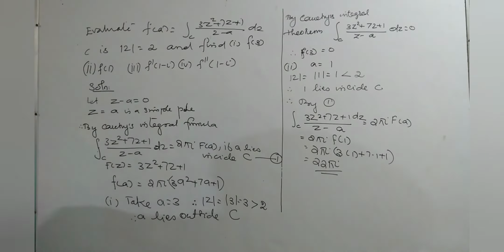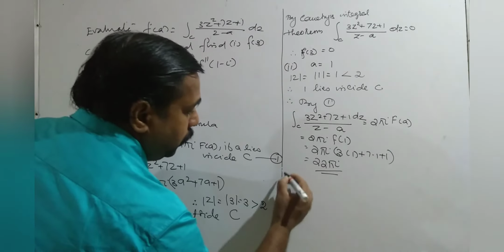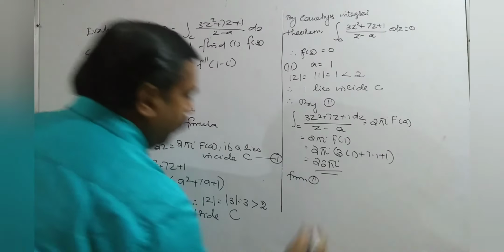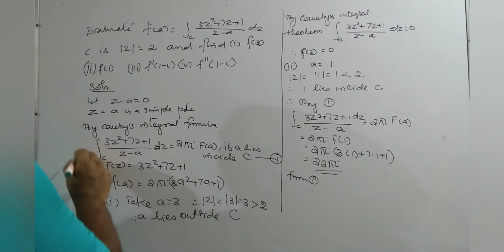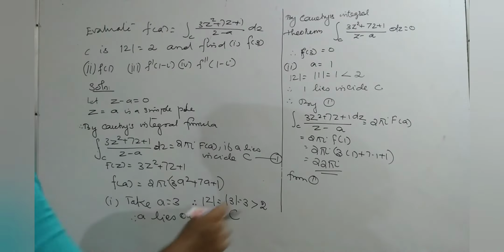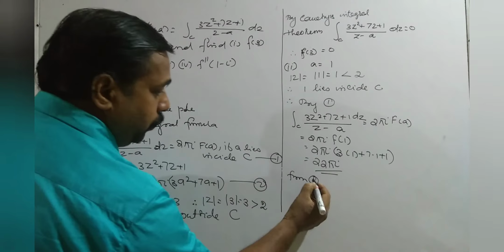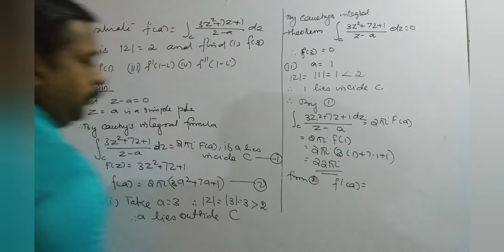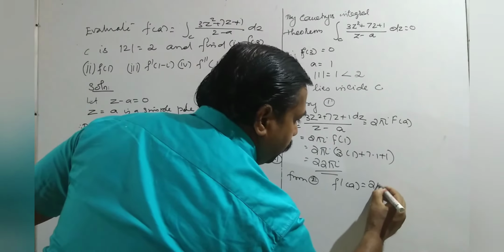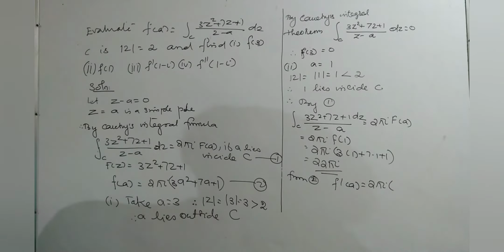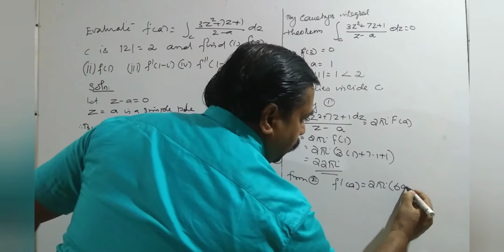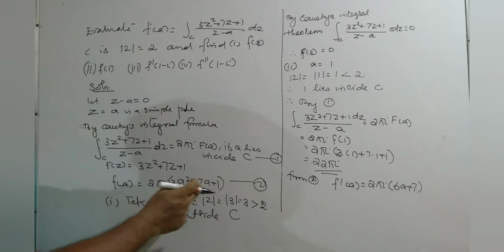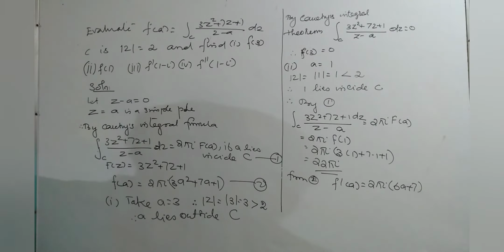So this is our second part. Now third one, derivative. So for the third one, take equation number 2. From 2, f dash of a equal to 2 pi I into (6a plus 7). Actually, differentiation with respect to a. So a square gives 2a, and 7a differentiation gives 7.